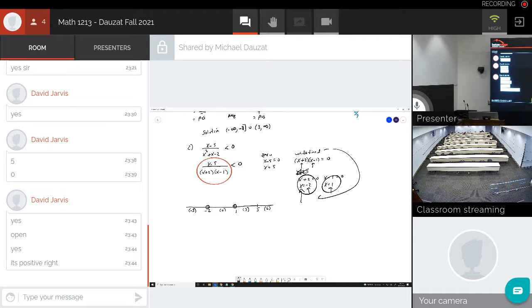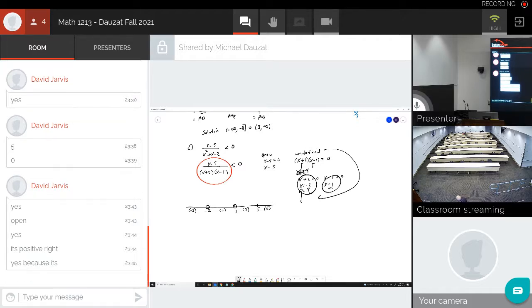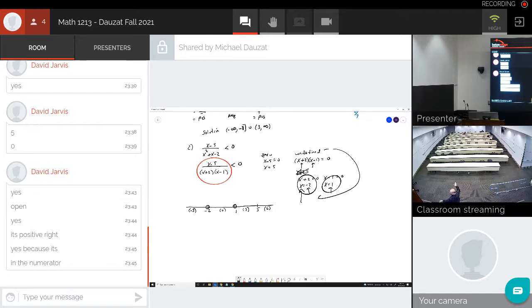I think David wants to give up. I know that it's not. I can't remember why. All right, David says yes because it's, and he stopped. I guess he's still writing. Let's see what he says. Yes, because in the numerator, okay? It did come from the numerator, that is true.